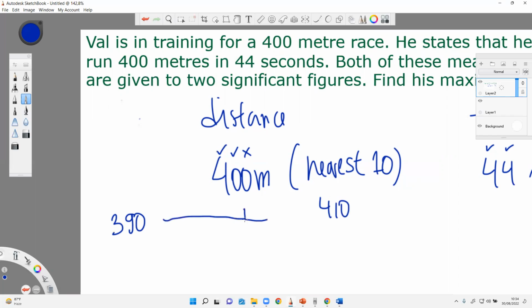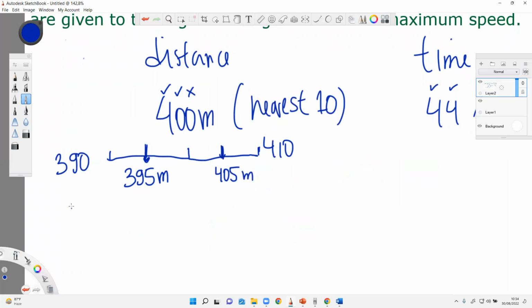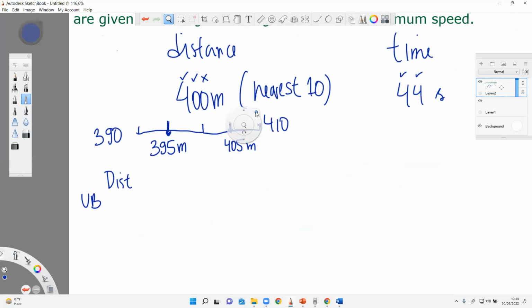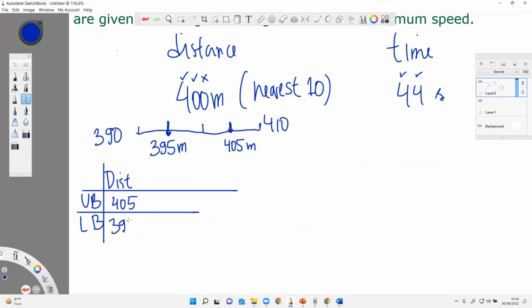And you are picking the middle part of it. What is it? 395 for the lower bound for the distance, and 405 for the upper bound for the distance as well. Okay, write down. So we have distance, upper bound and lower bound, LB and UB. The upper bound for distance is 405, and the lower bound for distance is 395.